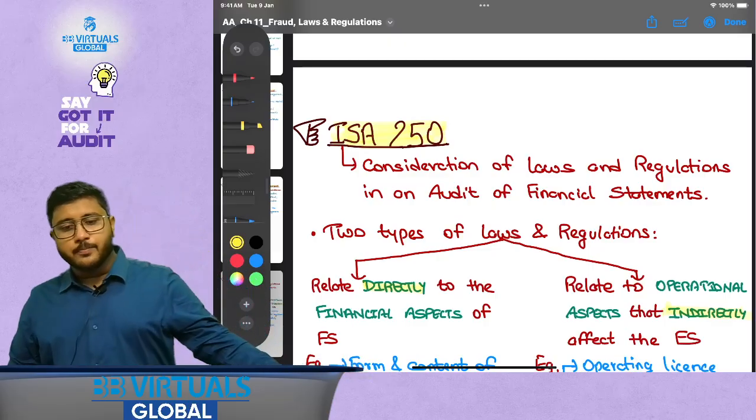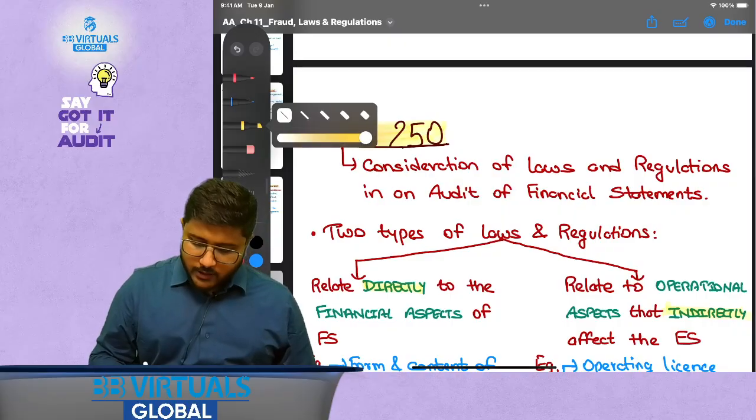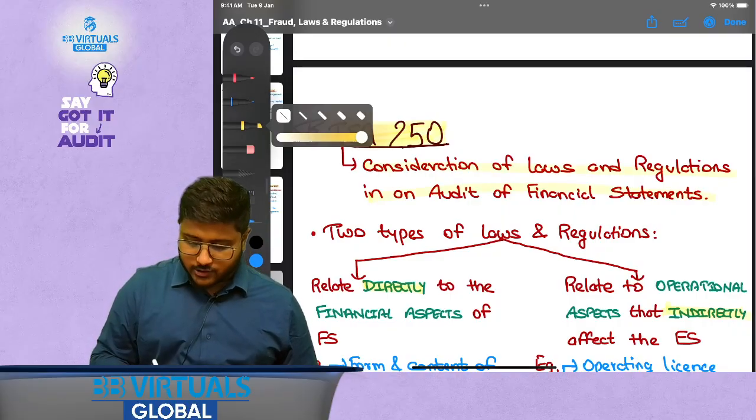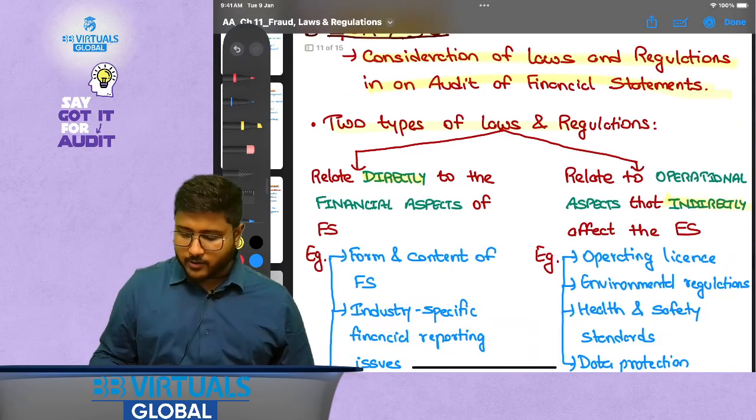Now we can enter into ISA 250. ISA 250's title is Consideration of Laws and Regulations in an Audit of Financial Statements. Consideration of what? Consideration of laws and regulations in an audit of financial statements. So there are two types of laws and regulations.